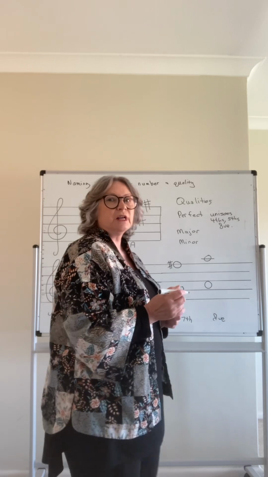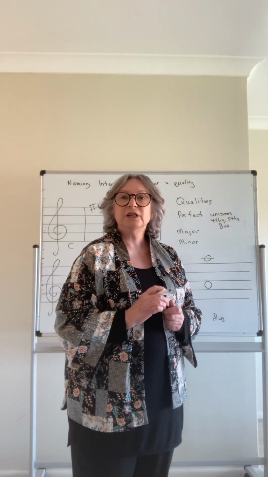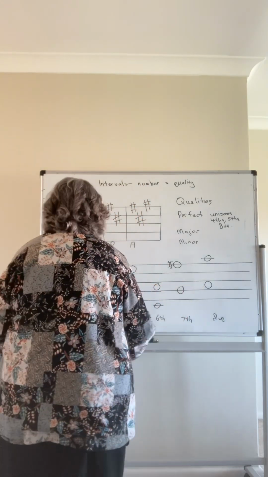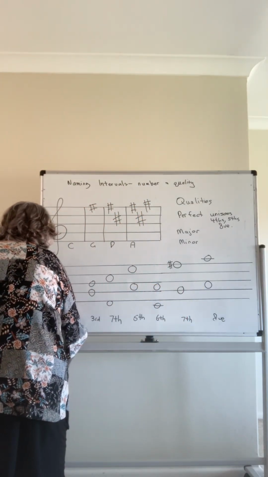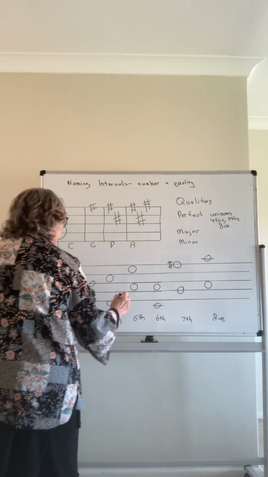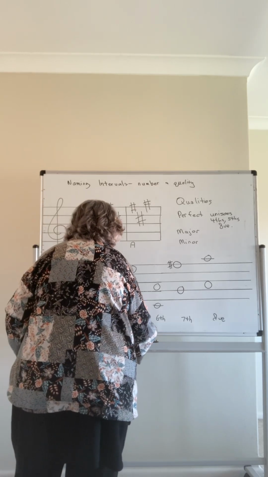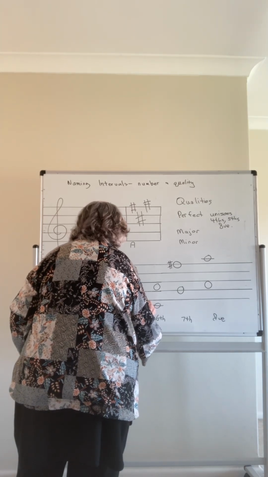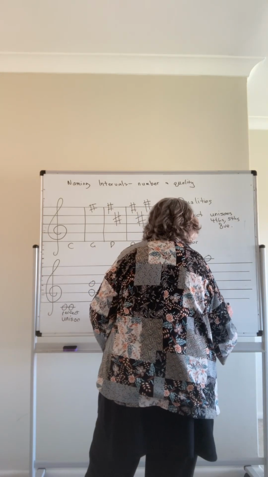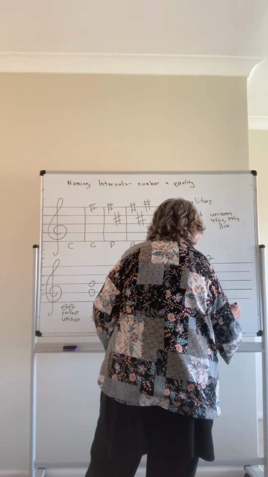So once we've got the numbers, we can then go through, see if there's any unisons, fourths, fifths or octaves, and we can call them perfect. So we have a perfect unison. We have a perfect fifth, and we have a perfect octave.